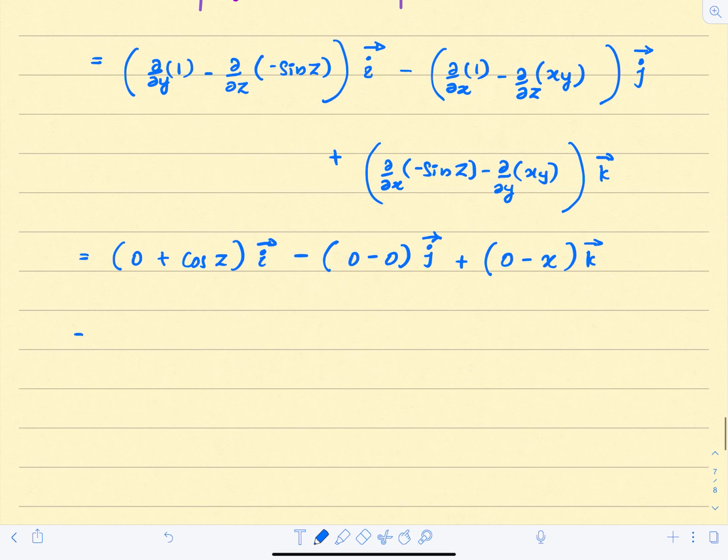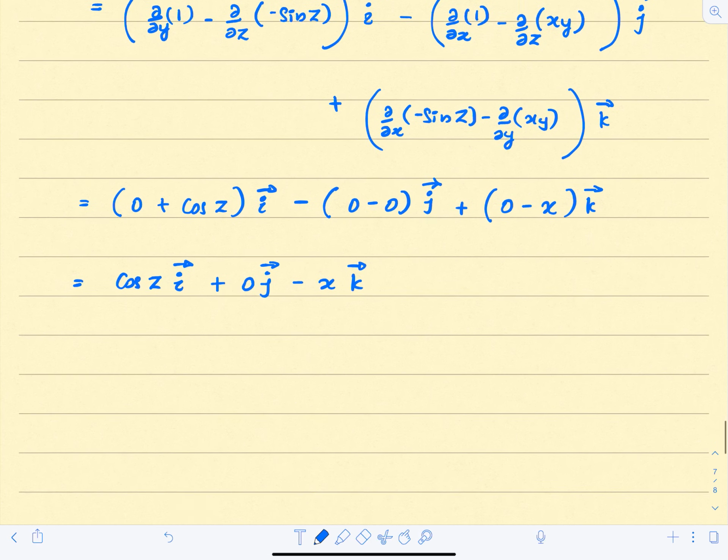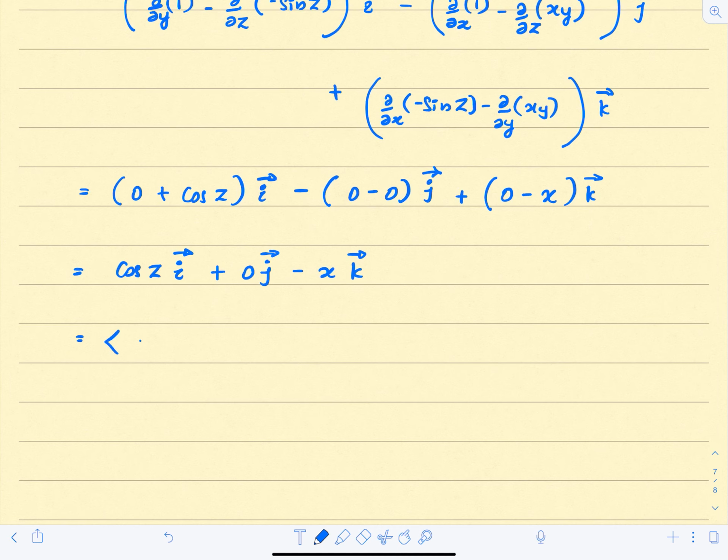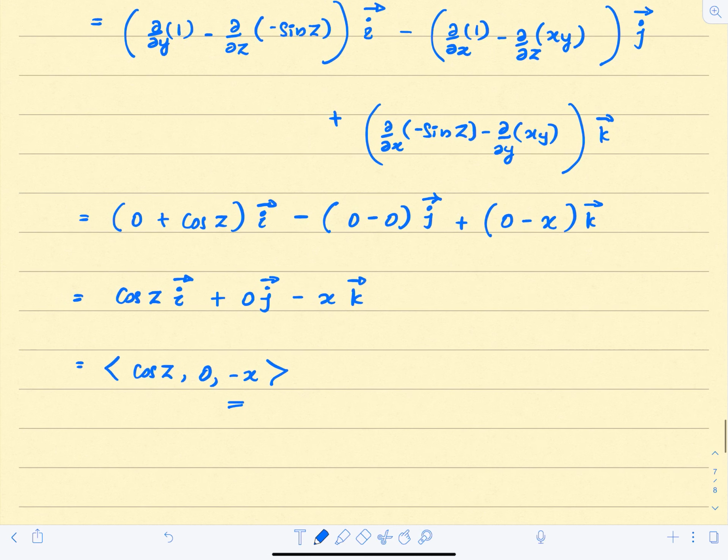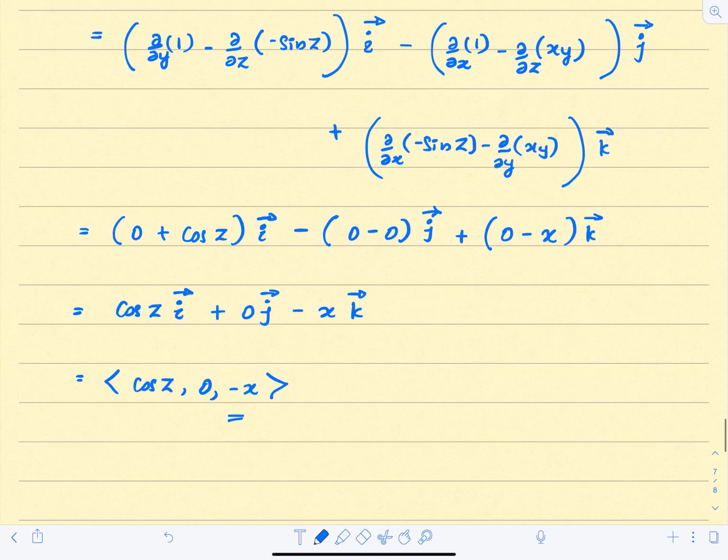So now we have cosine z times vector i, plus 0j, minus x times vector k. If you want, you can write the same answer using dot parentheses. You should get this. And this is the way we calculate the curl of a vector field. And again, the divergence of a vector field is a scalar. However, the curl of a vector field is a vector quantity.